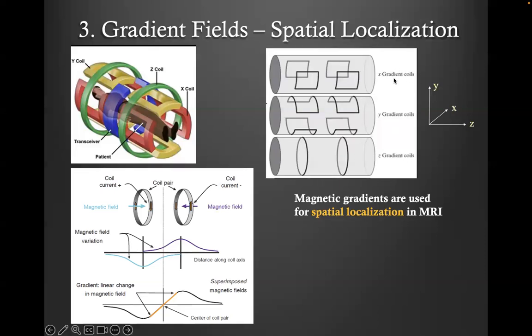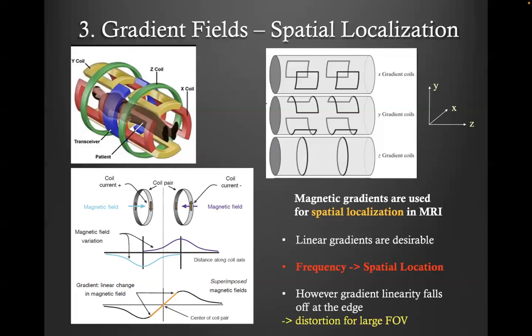So now you have the X gradient, which will create a linearly varying field along the X direction. And then you have the Y gradient, which will create a linearly varying field in the Y direction. And then you have your Z gradient, which will create a linearly varying gradient along the Z direction. So now if all your protons and all your spins have unique frequency and phase depending on where they are located spatially, now you can reconstruct your MRI images.